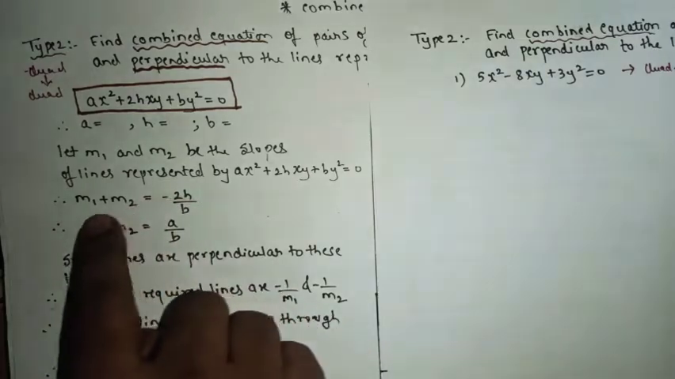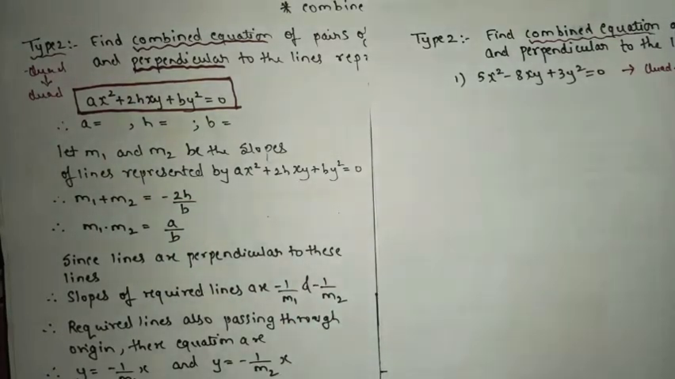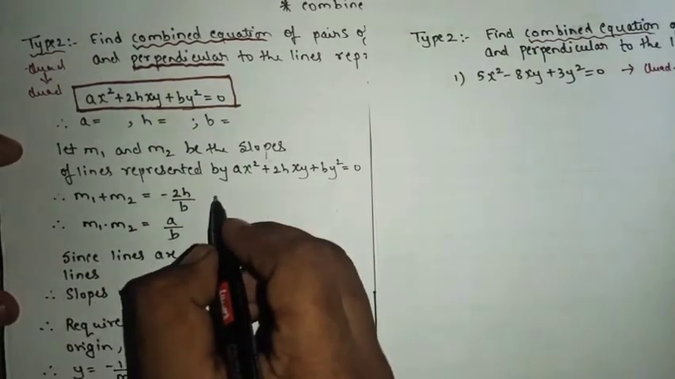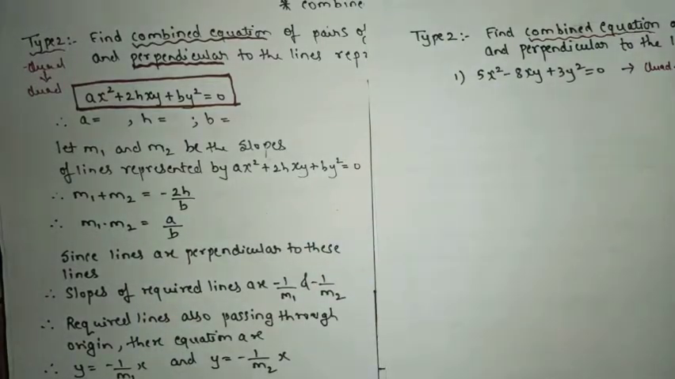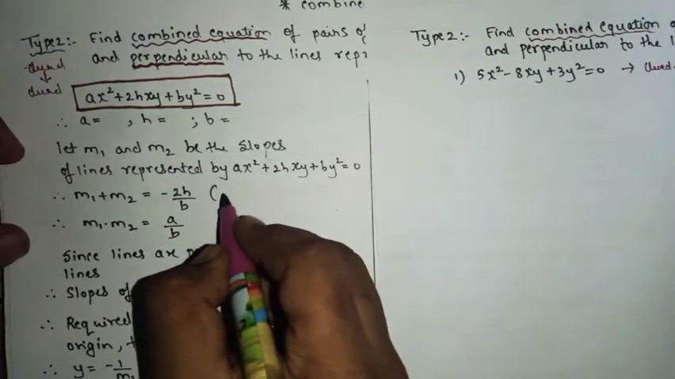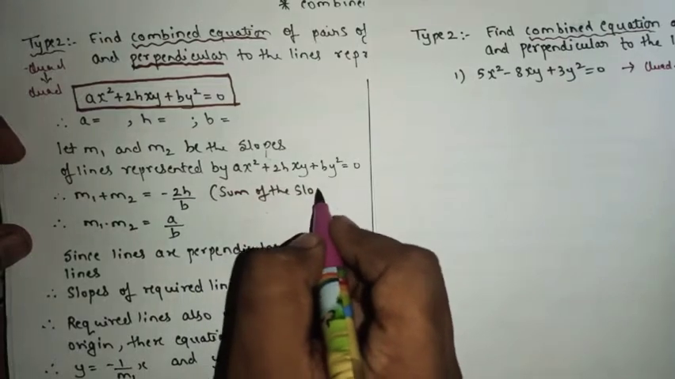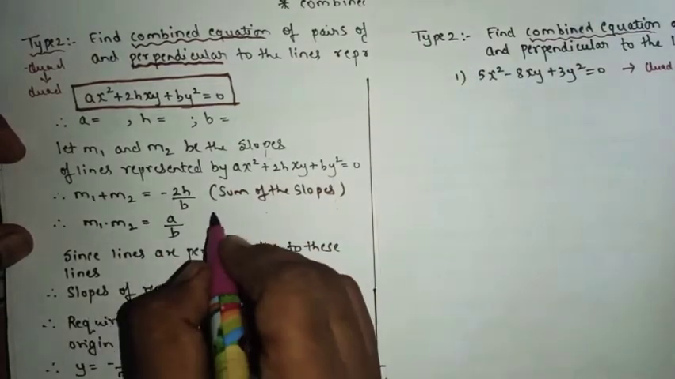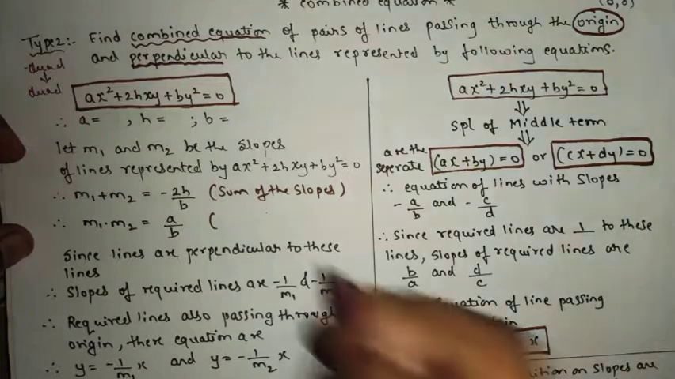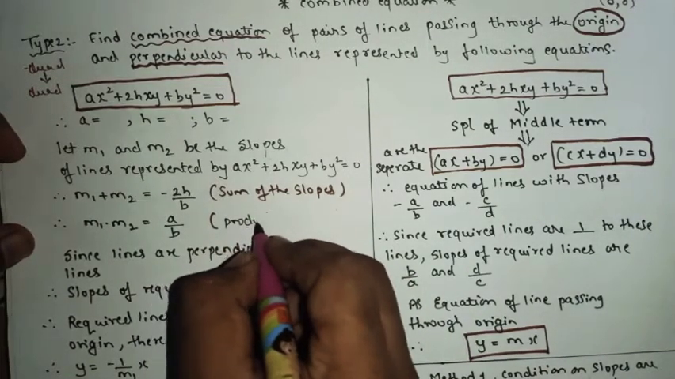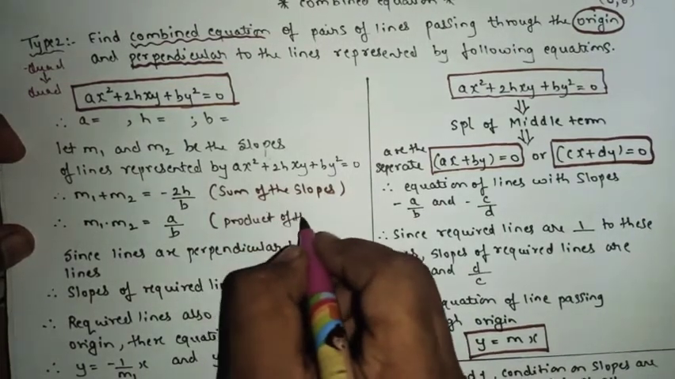After that, exactly what you will do, you will find the sum of the slopes. This is known as the sum of the slopes, and this is known as the product of the slopes.